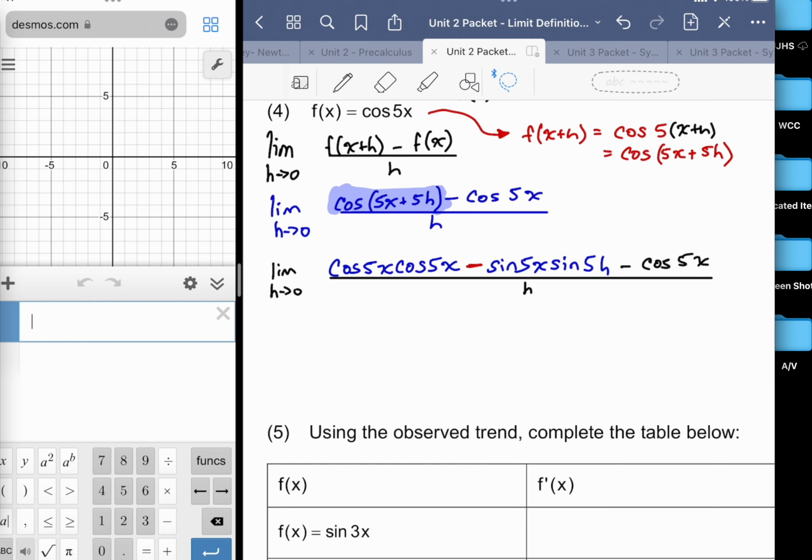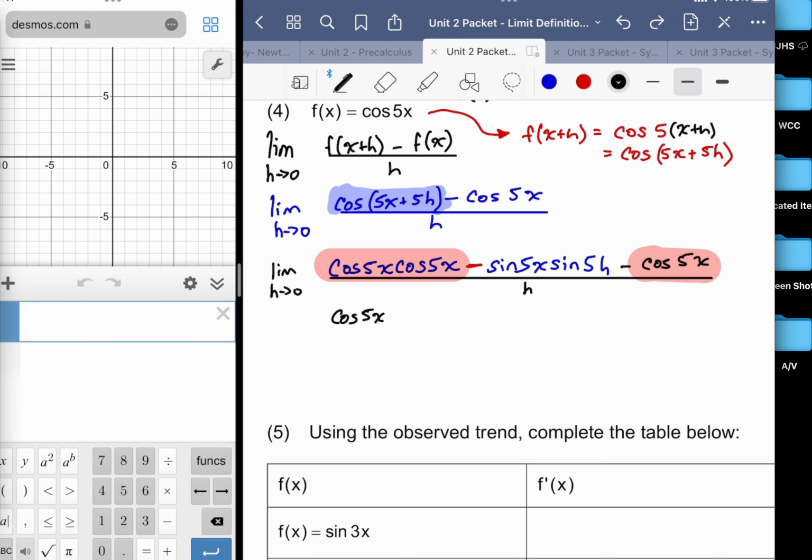All right, so then we want to reorganize. The reorganization part of it isn't too bad because it's consistent with the other 3 times we did a problem similar to this. Anything that's got a cosine of 5x is going to go together in its own fraction. So cosine 5x.